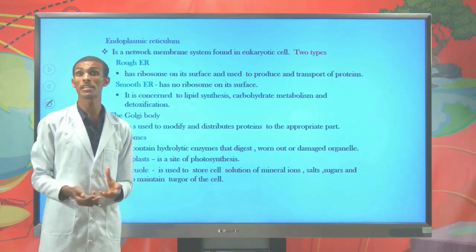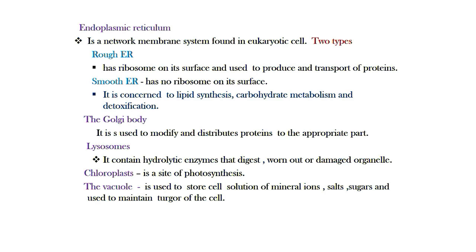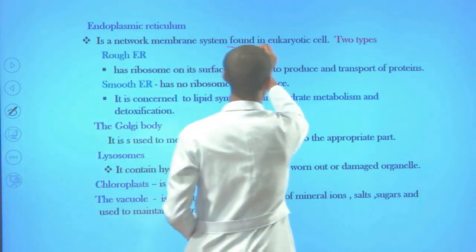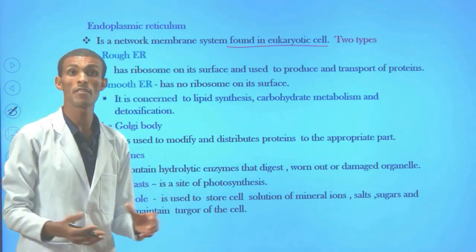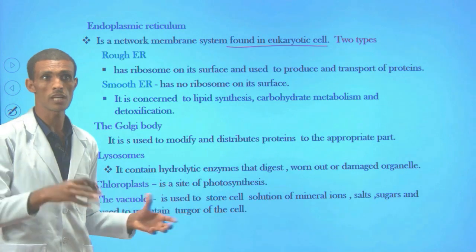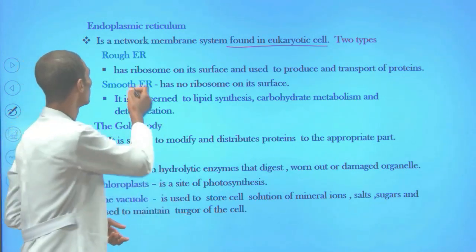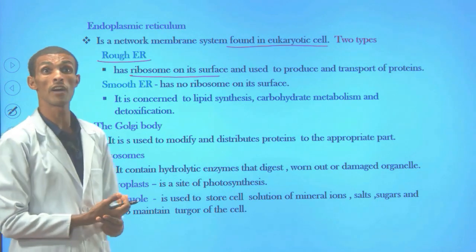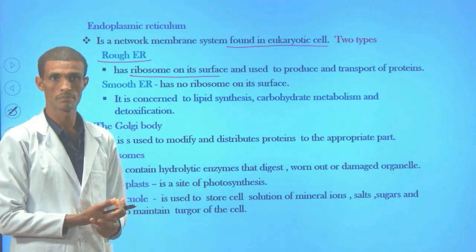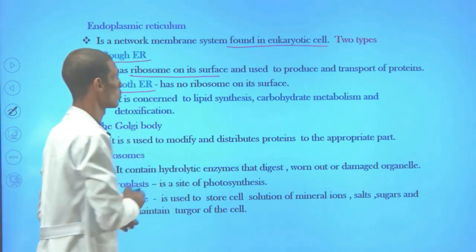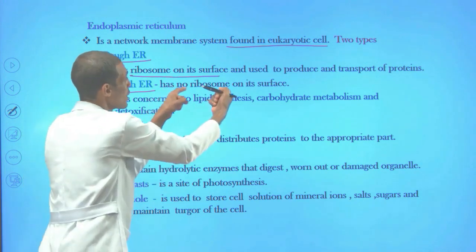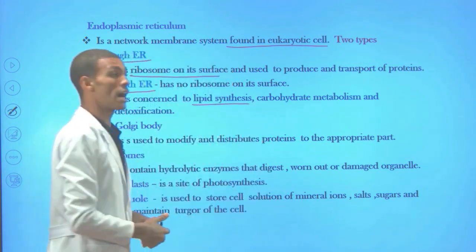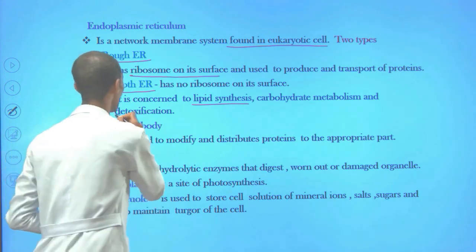Another very important organelle that differentiates prokaryotic from eukaryotic cells is the endoplasmic reticulum, which is a network of membranes found only in a eukaryotic cell. It can be divided into two based on the presence or absence of surface ribosomes. One we call rough endoplasmic reticulum, which contains surface ribosomes and is important in manufacturing protein and transporting it. The other is smooth endoplasmic reticulum, in which there are no ribosomes on the surface. It is concerned with lipid synthesis, carbohydrate metabolism, and detoxification activity.